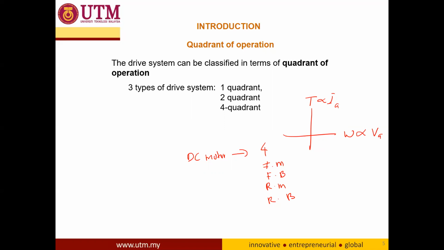But the limitation on the quadrant operation is due to the converter itself. There are converters that can only be used to operate in a single quadrant, and there are also DC-DC converter circuits that can operate in two quadrants, and there are circuits that can conduct in all 4 quadrants. So there are 3 types of drive systems, and it depends on your application. Some applications require only a single quadrant. For example, this DC drive only requires forward motoring, so you don't need to use the 4 quadrant circuit.